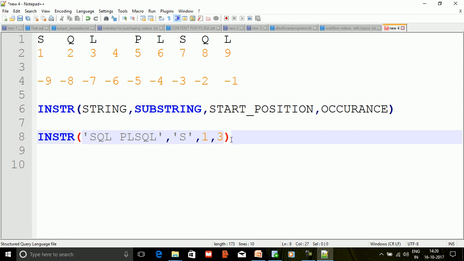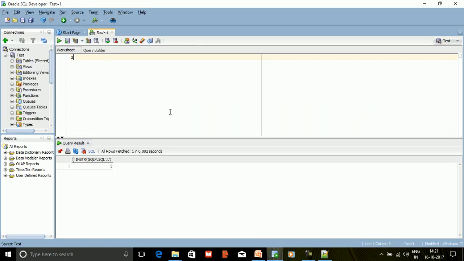So what will it give now? It will give the first occurrence of the letter S.